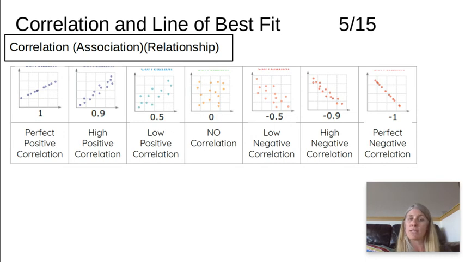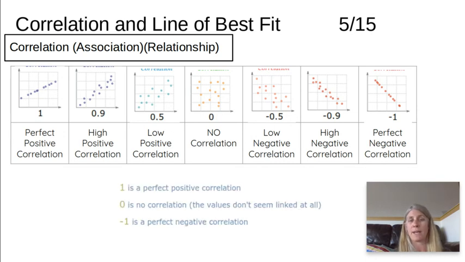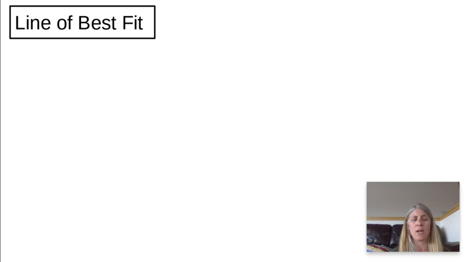So once again, these are in a range, the correlation between 1 and -1. 1 is perfect positive, 0 is no correlation, there's no relationship between your X and your Y, and -1 is a perfect negative correlation. As we're going through this, we also have the line of best fit.